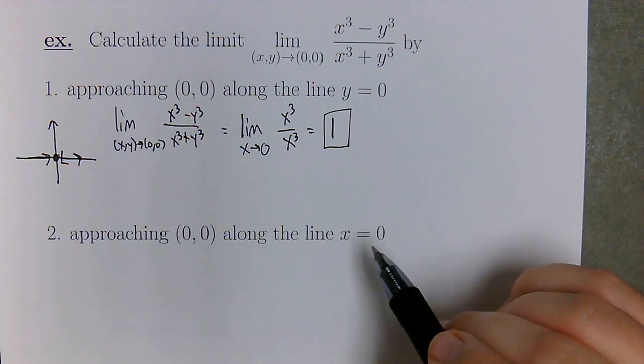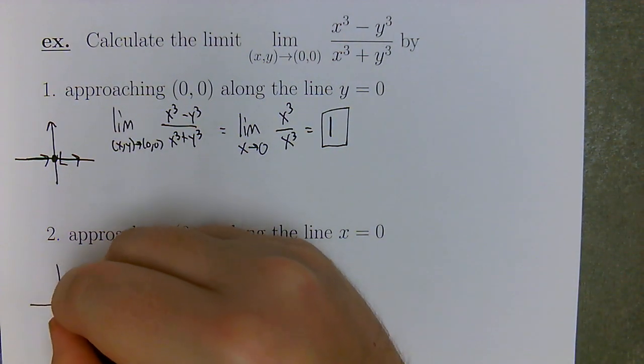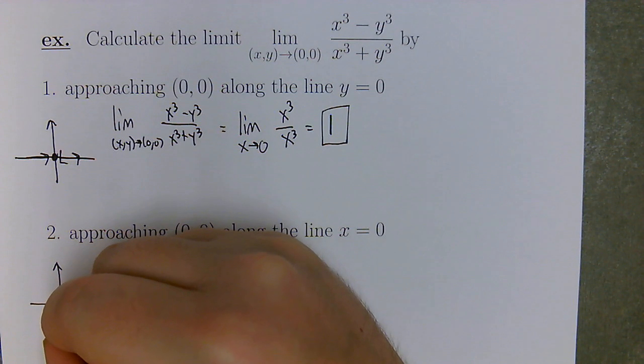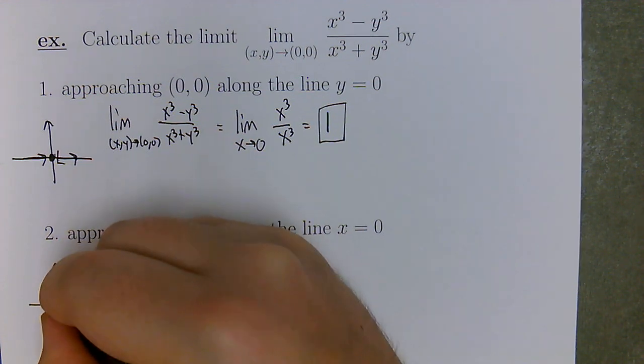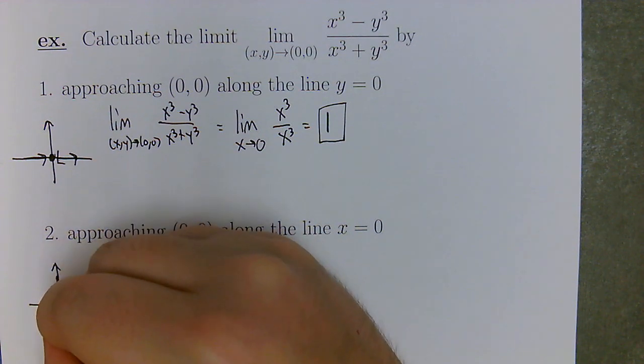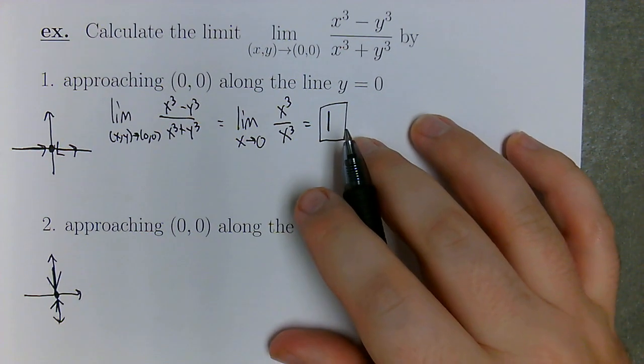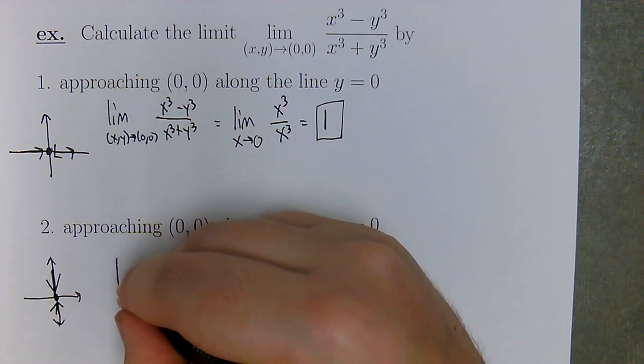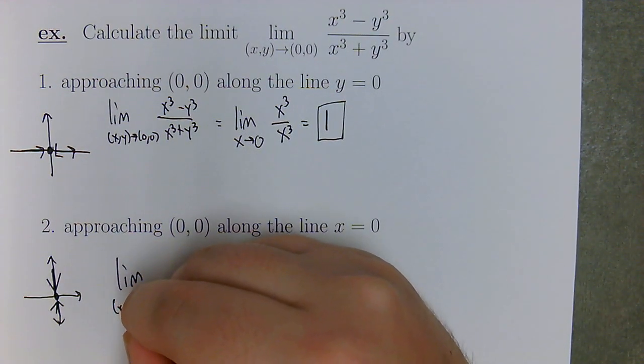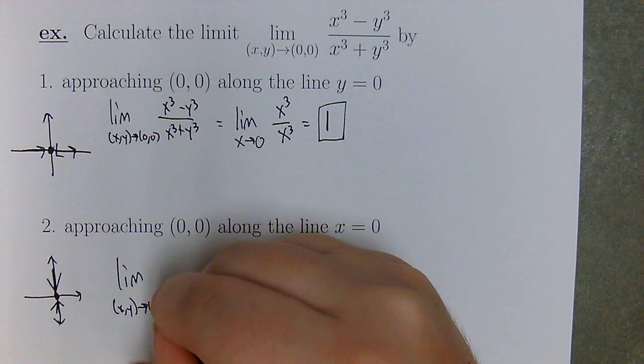This time, let's approach along the line x equals 0. So rather than coming from the left and right, we're instead going to approach coming either down or up, like this. So we're going to approach vertically in some way. And this will be very much the same process that we just did.